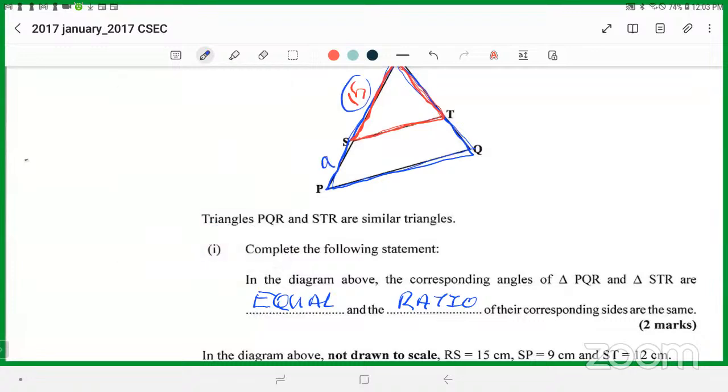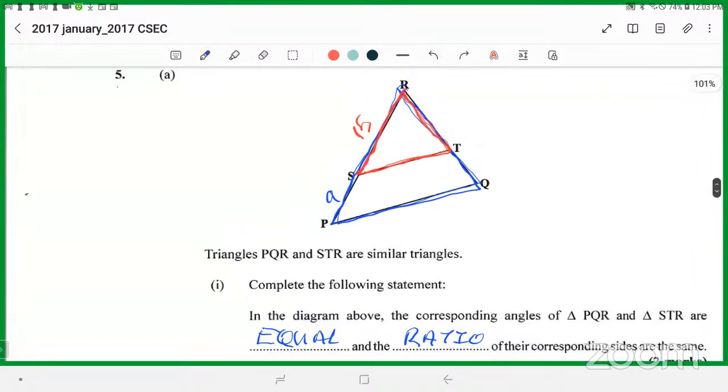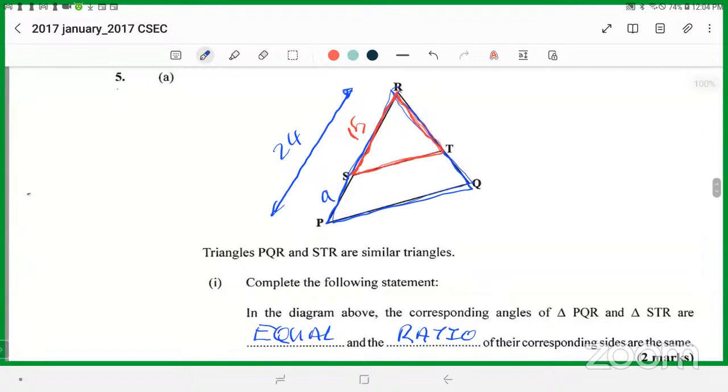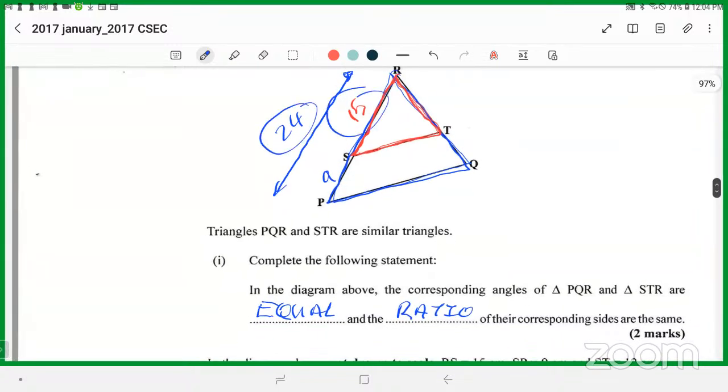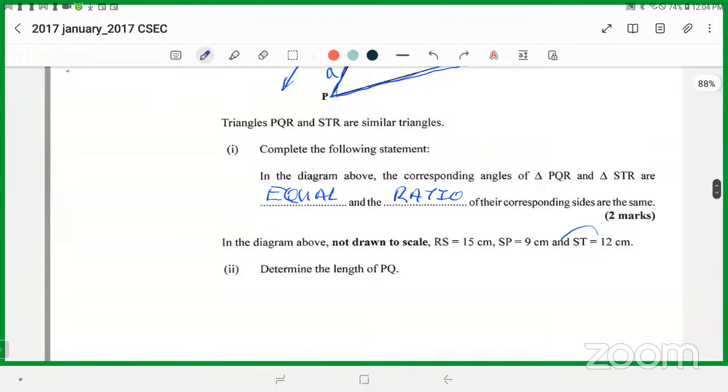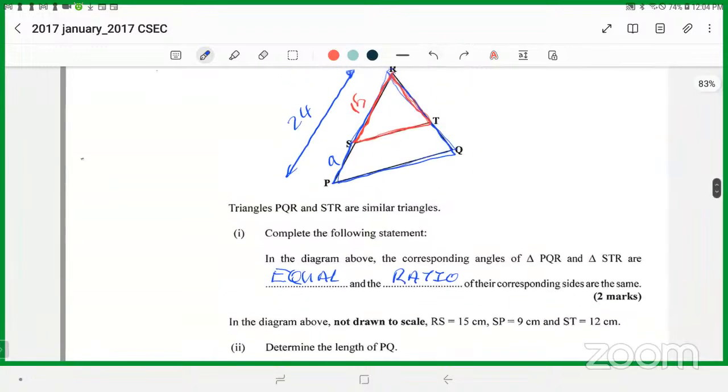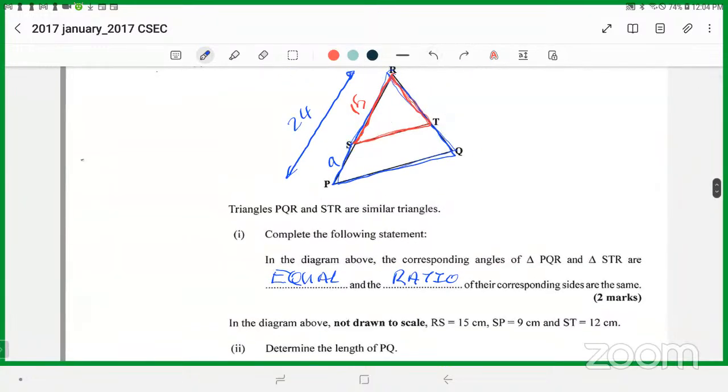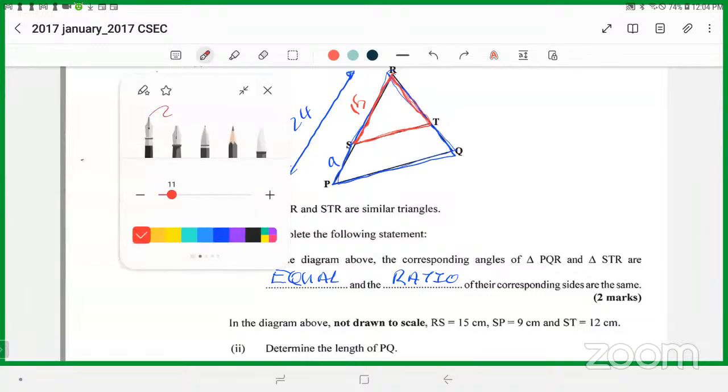So if this is 15 and this is 9, then the overall length on this side, on the big triangle, is what? 24. It's 24, 9 plus 15. So the 24 corresponds to the 15. Those are corresponding sides on the two triangles, right? And then it says ST is 12. ST is this length right here, so let's put that on this side now. This is 12.